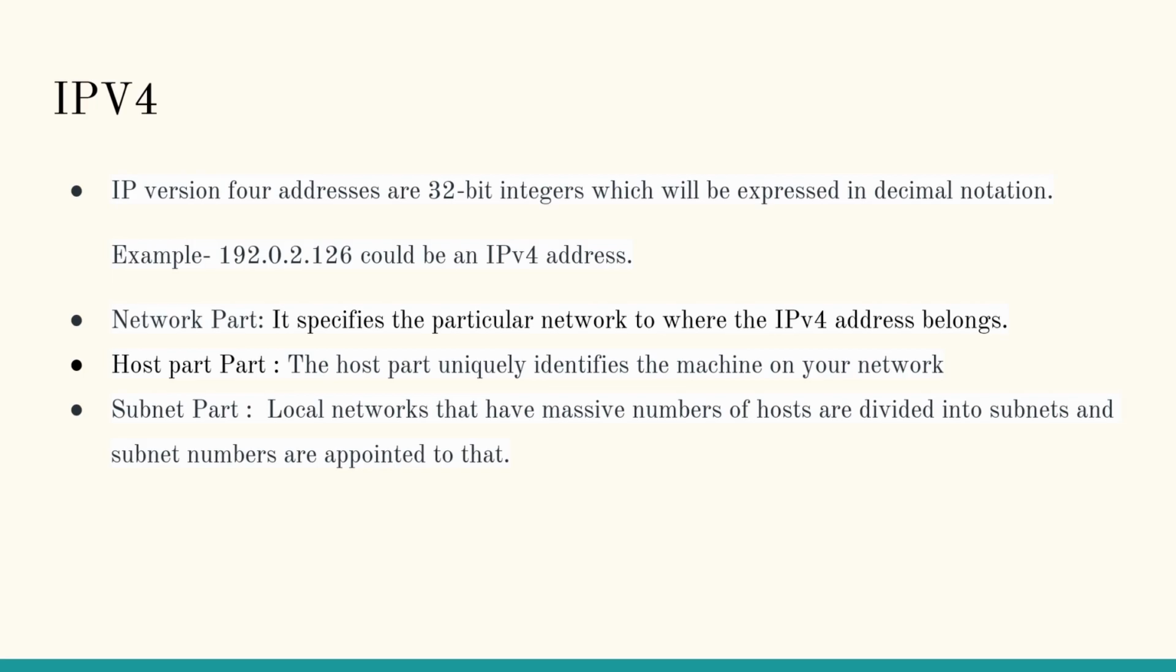So, let's first talk about IPv4. IP version 4 is a 32-bit integer, which is expressed in decimal notation, as you can see in the example. And there are three parts: network part, host part, and subnet part. The network part specifies the particular network these addresses belong to, and the host part uniquely identifies the machine on that network. A local network that has a massive number of hosts is divided into subnets, and subnet numbers are assigned to them.